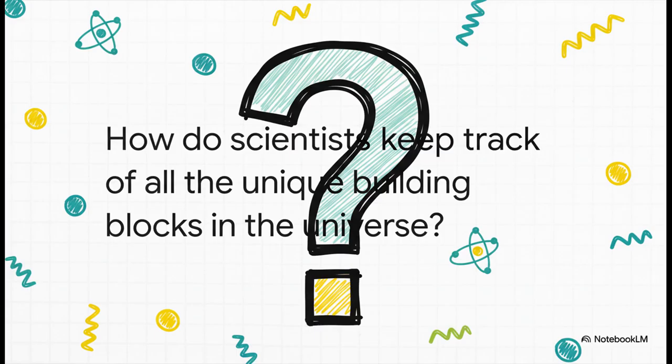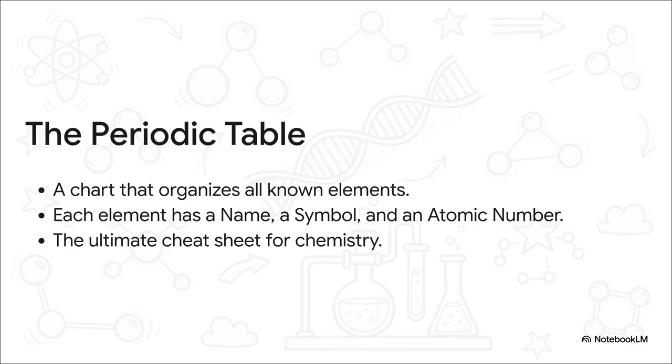Okay, so with all these unique building blocks out there in the universe, you gotta wonder, how in the world do we keep track of them all? Well, it turns out scientists have the ultimate cheat sheet for this. It's called the periodic table. And this amazing chart is basically the master list for every single known ingredient in the cosmos. Every element gets its own little square with a name, a symbol like O for oxygen, and an atomic number. For anyone in chemistry, it is the definitive guide to creation.